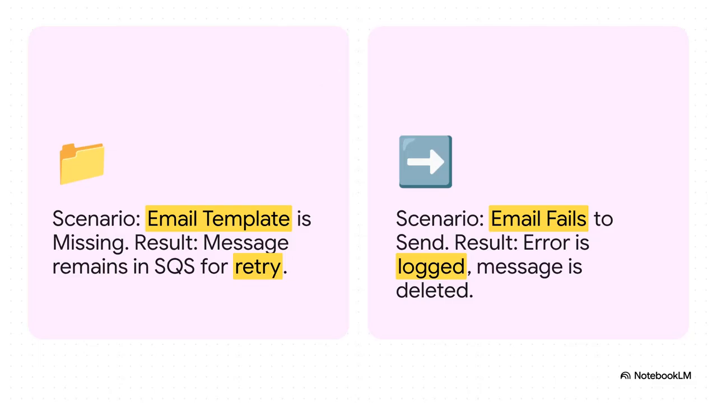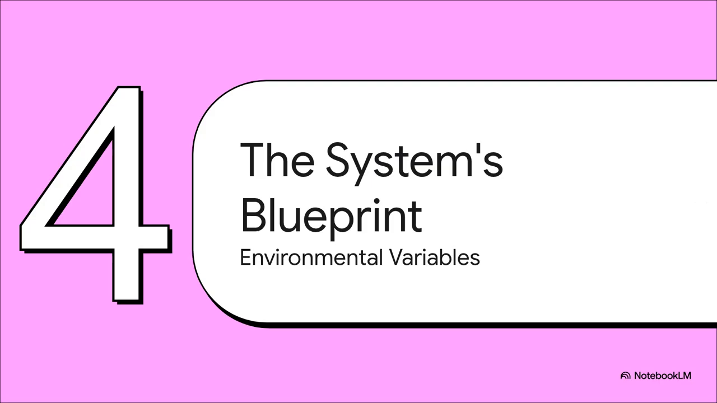So the system has two main strategies for this. If our clerk, Lambda, goes to the filing cabinet and discovers the email template is missing, it doesn't panic. It just leaves the failure report in the inbox. The system assumes, hey, someone will probably fix this soon, and it'll just try again later. But what if the template is there, but the postal service itself fails to send the email? In that case, the system logs the error for a developer to look at, but then it deletes the message. It decides it's more important to move on to the next task than to get stuck on a single sending error. Pretty smart, right?